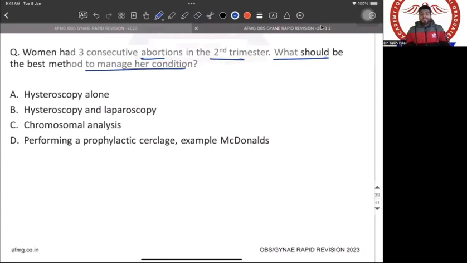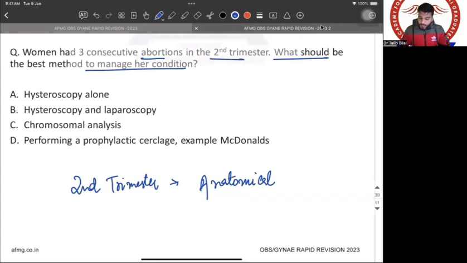Okay, she's having a second trimester abortion. So second trimester abortion, my dear students, directly hints at the cause. It is an anatomical cause. What can be the anatomical cause? It can be septate uterus, it can be bicornuate uterus, it can be incompetent cervix. Now the question is asking what will be the best method to manage her condition, guys?